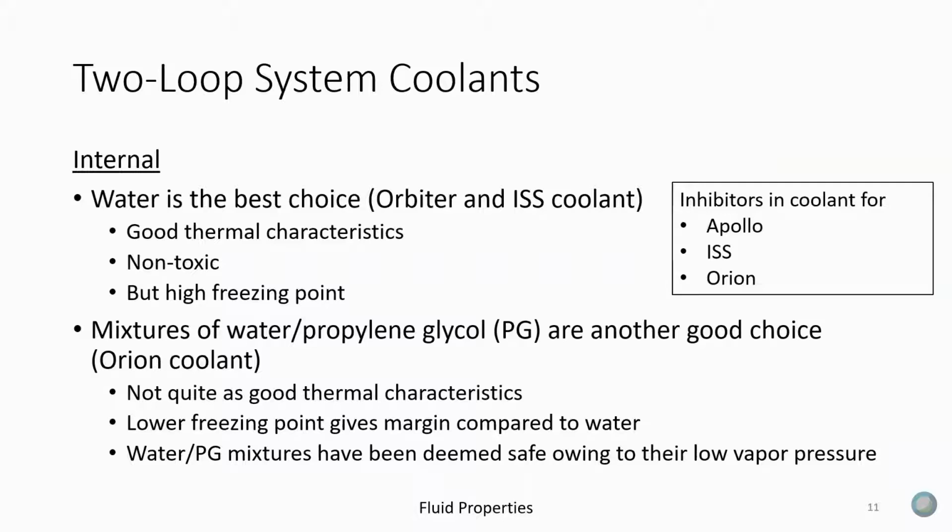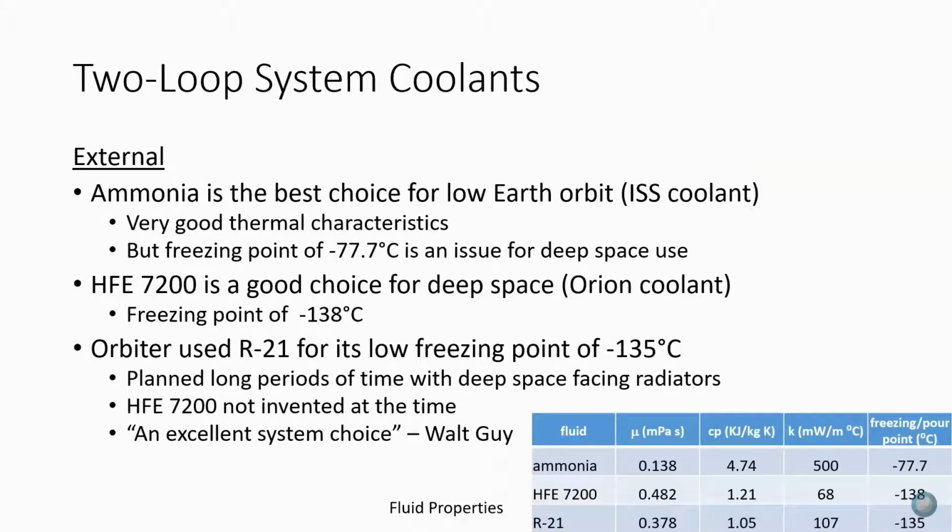So that's why Orion is using a mixture of propylene glycol and water. It's not quite as good in terms of thermal characteristics. Thermal conductivity is a little bit lower, viscosity is higher, but its lower freezing point gives you margin. You can also put in an additive package, which allows you to use ammonia in the system. And we do know that they're safe because they've got low vapor pressure. If you have a massive leak, you just clean it up with towels, dump the towels in the trash, and everybody's happy. So that's good for an internal system.